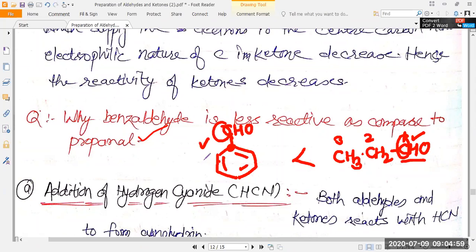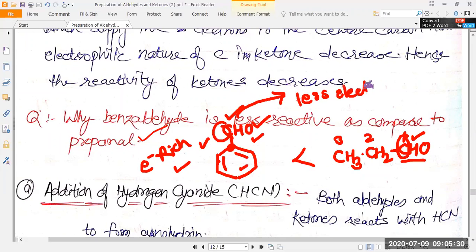Why is it so? Because benzaldehyde means a benzene ring is connected to the CHO group, and the benzene ring is an electron rich ring. It will supply electrons to this CHO group. Then the carbonyl carbon will become less electrophilic.